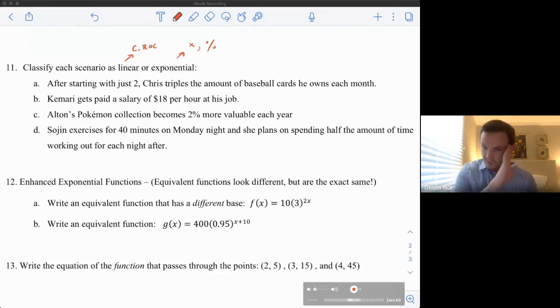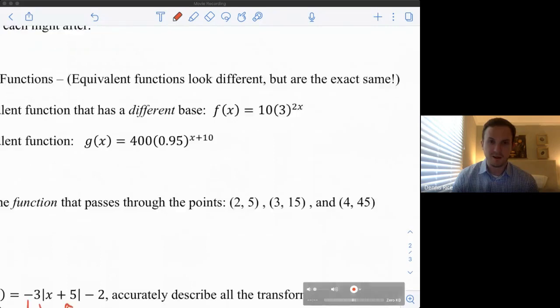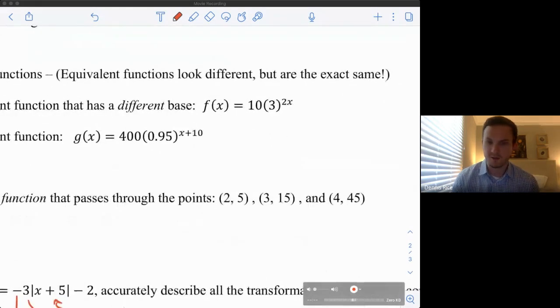Okay, 12, rewriting. This is the one where I prefer that we know how to rewrite, but you can use the calculator to check. Equivalency means they are the same thing. They look different, but they're really the exact same thing. Typing them in y equals is a good way to test that. Type them all in y equals.